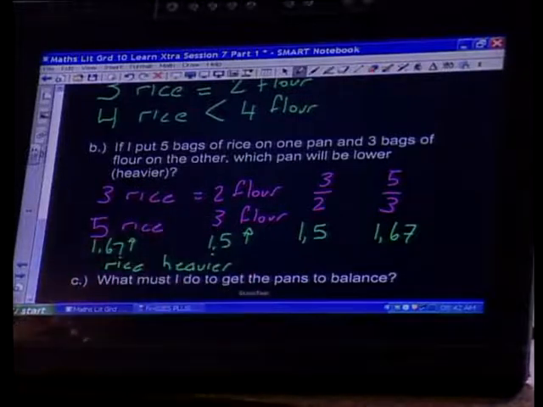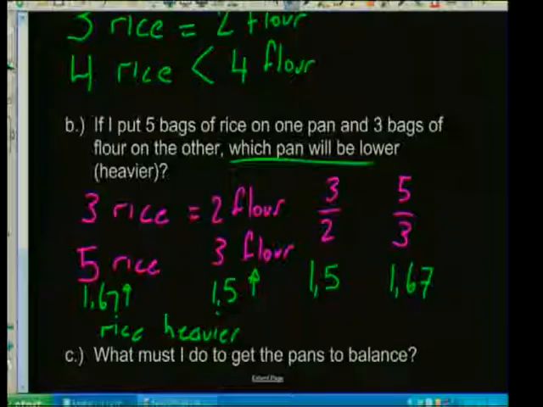Right, the rice is heavier, and that pan will be lower. So that was the question: which pan will be lower? Right. I want you to get into the habit of rereading your question, and I think I've said this before.